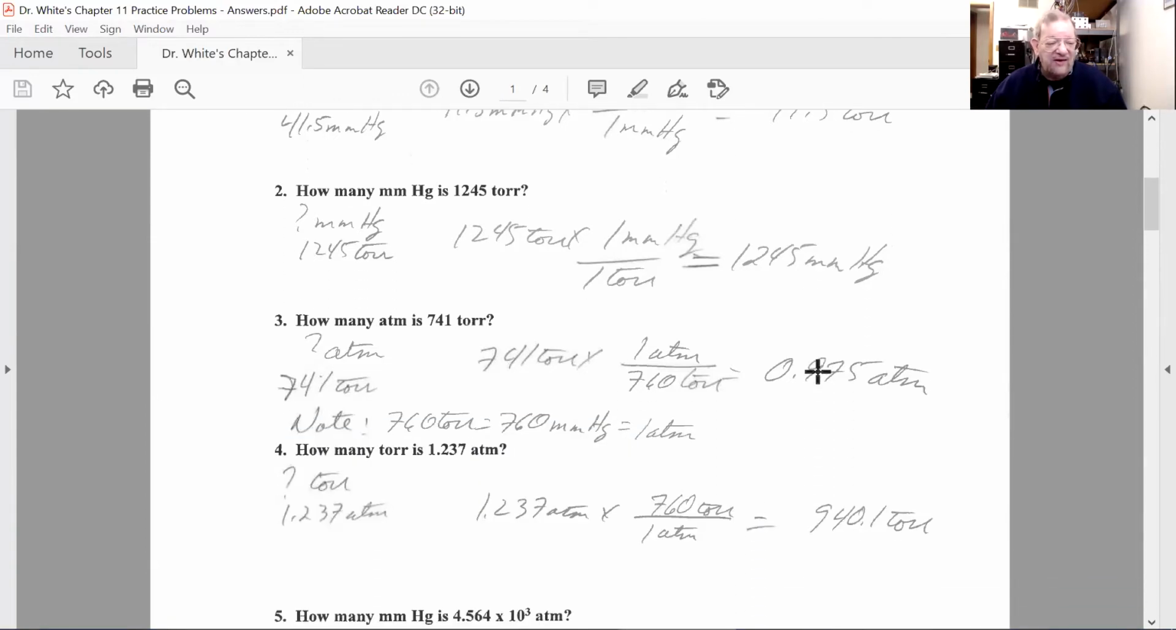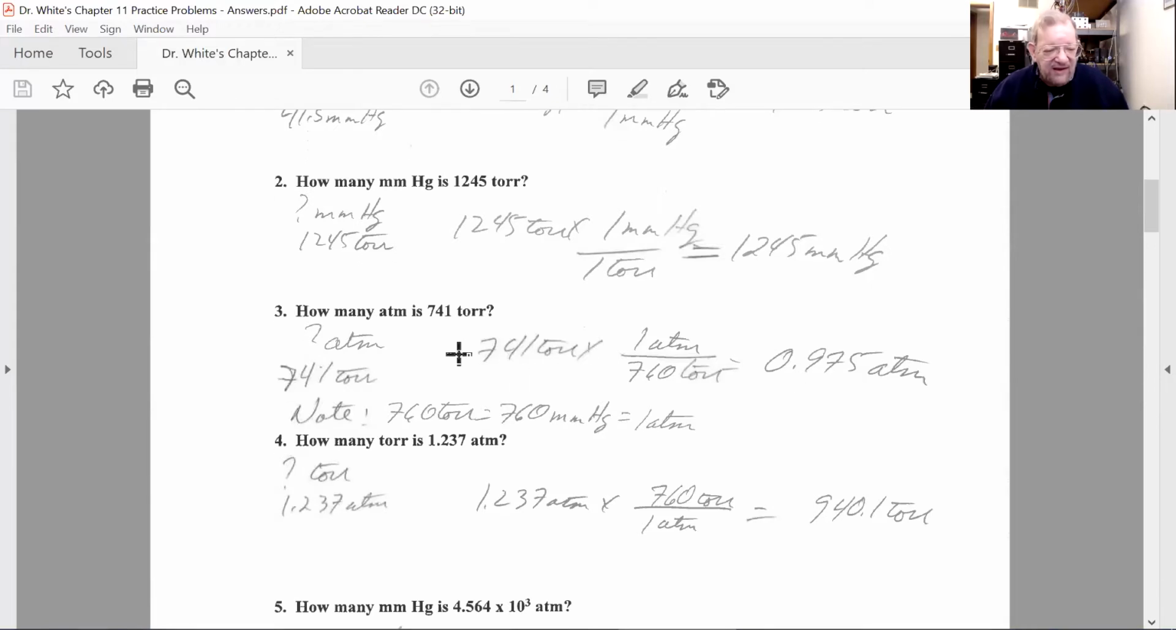Now, if we look at number 3, how many atmospheres is 741 torr? Well, you're trying to find atmospheres. You're given torr. And I even wrote it on here in case you forgot it. 760 torr equals 760 millimeters of mercury equals 1 atmosphere.